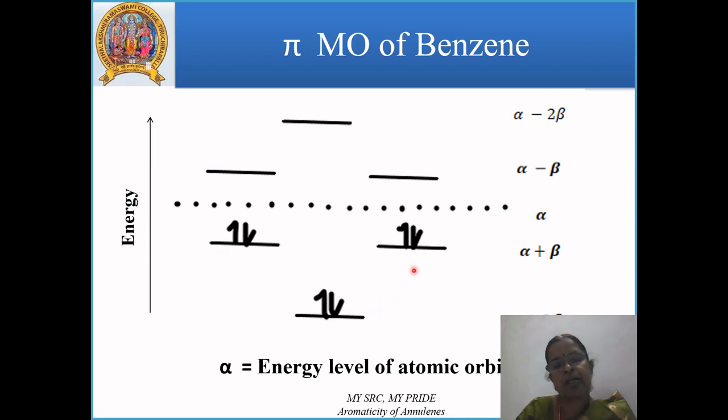After hybridization, the pi electrons are present in the lower energy bonding molecular orbitals compared to the atomic orbital. So benzene is stabilized due to aromaticity.